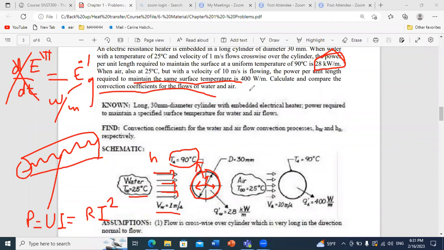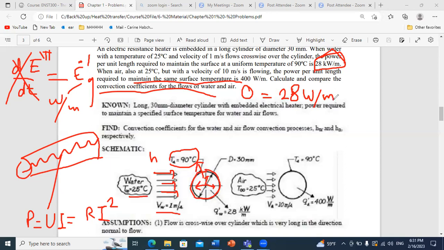So we can put that 0, which is dE by dt, is equal to E dot generation, which is here 28 times 10 to the power 3 watt per meter. So just please pay attention to units, do not mix units. If you are computing h in watt per meter square Kelvin, the E dot generation should also be in watt per meter.